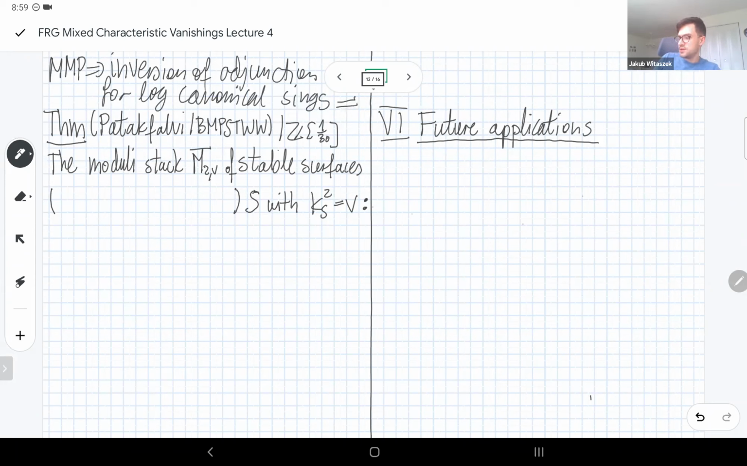In particular, it was shown by Patakfalvi that if we had such an inversion of adjunction, then the moduli space of stable surfaces exists. So we get the following result. This holds over Z[1/30], and 30 because it's 2 times 3 times 5. So you can take the moduli stack M_{2,V} bar of stable surfaces S with volume equal to V, so when K_S squared equals V, and the stable surfaces are generalizations of stable curves.